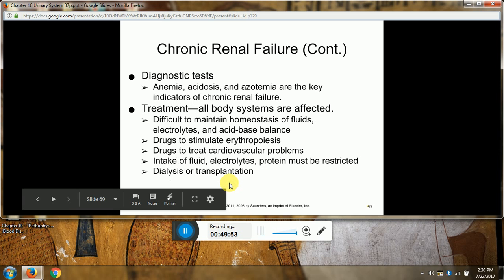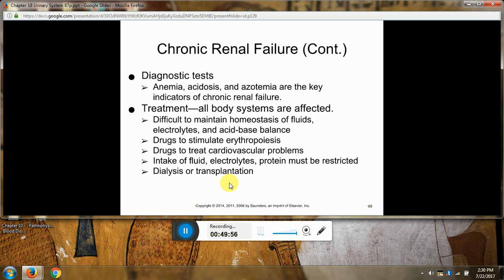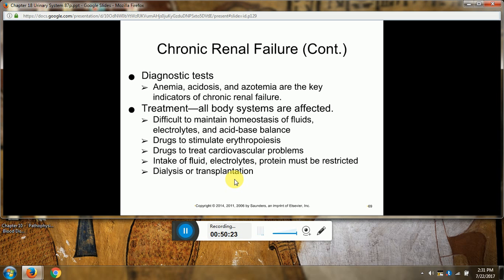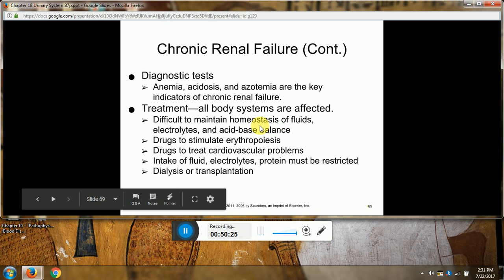To diagnose that, the patient is anemic, there's acidosis, azotemia, which again means the urea and creatinine levels are high within the system, in their bloodstream. Treatment, well, you have to treat all of these body systems that are affected. Usually the course would be dialysis or kidney transplant, but until they can find a donor, you have to maintain homeostasis of the fluids, the electrolytes, and the pH, which is sometimes very hard to do.